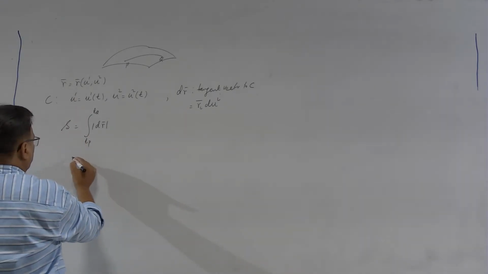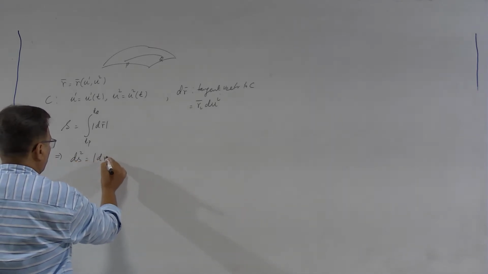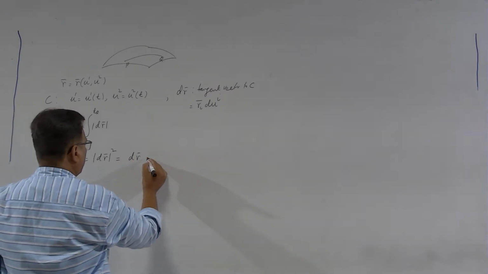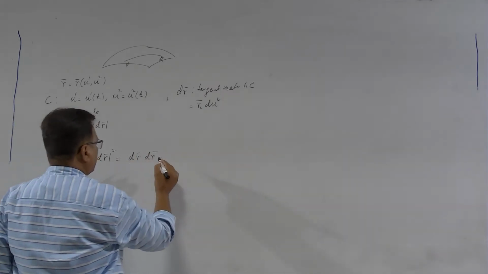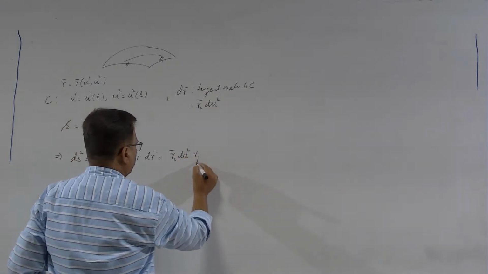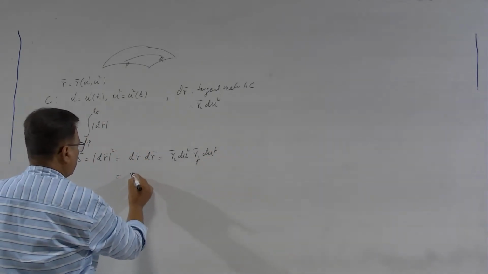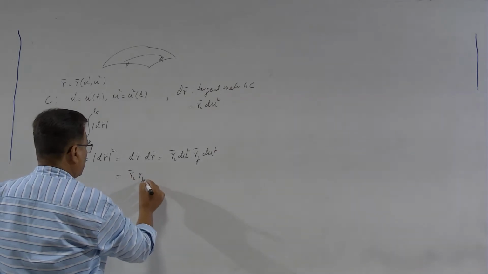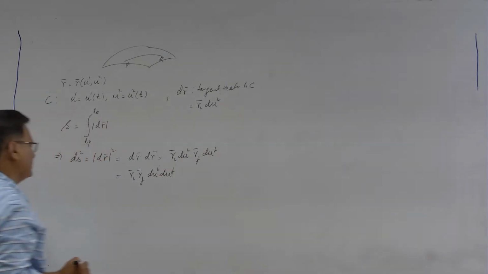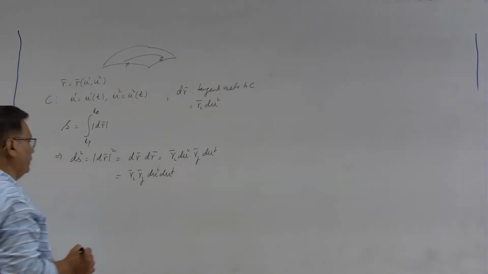So, this gives me ds square equal to mod of dr square. This mod of dr square I can write down as dr dot dr, that is r_i du^i dot r_j du^j, or in short you can write r_i dot r_j du^i du^j. This is ds square, the distance along the arc pq.